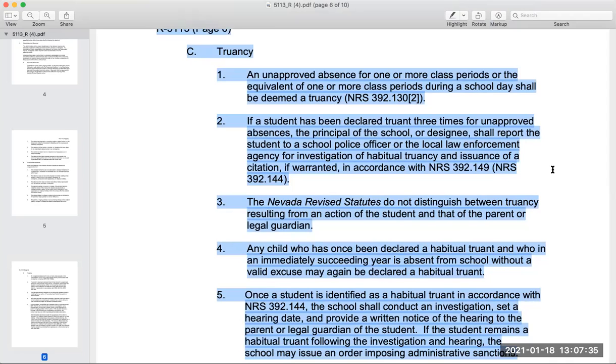2. If a student has been declared truant 3 times for unapproved absences, the principal of the school, or designee, shall report the student to a school police officer or the local law enforcement agency for investigation of habitual truancy and issuance of a citation, if warranted, in accordance with NRS 392.149, NRS 392.144. 3. The Nevada Revised Statutes do not distinguish between truancy resulting from inaction of the student and that of the parent or legal guardian. 4. Any child who has once been declared a habitual truant and who in an immediately succeeding year is absent from school without a valid excuse may again be declared a habitual truant.